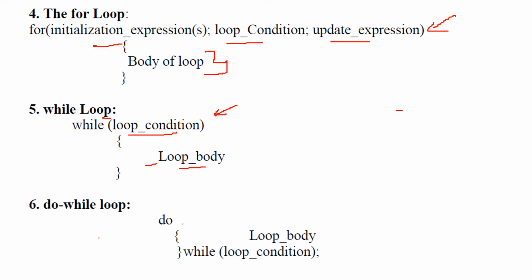Do while loop. Though the do while loop is exactly similar to for and while, there is just one difference: this loop is the exit control loop. That is, the condition is checked after the do while body has executed at least once. So the loop condition is here. So you write do, then while, and inside this brace you write your statements.